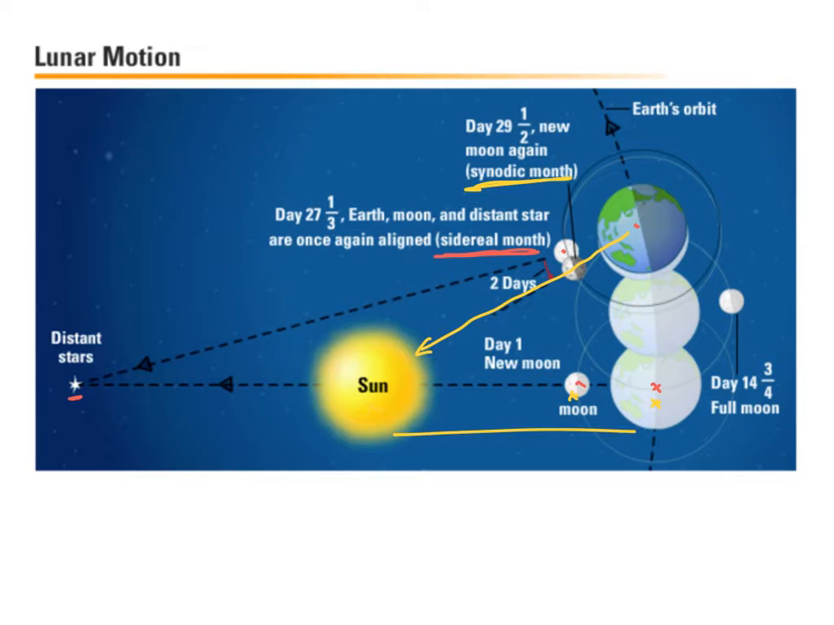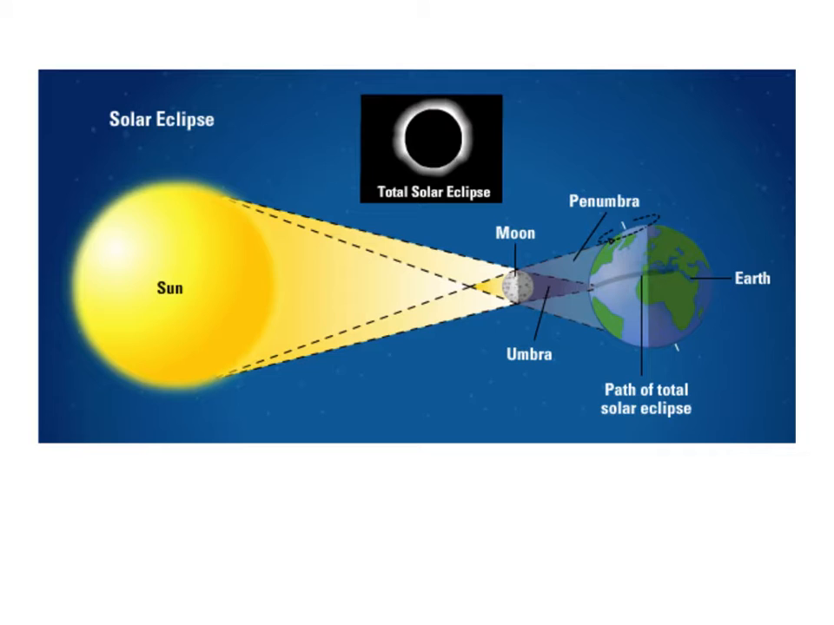So if we measure it based on the sun, we have a synodic month of 29 and a half days. If we measure it based on a distant star, the sidereal month is going to be 27 and a third days long. All right, so let's talk a little bit about eclipses.